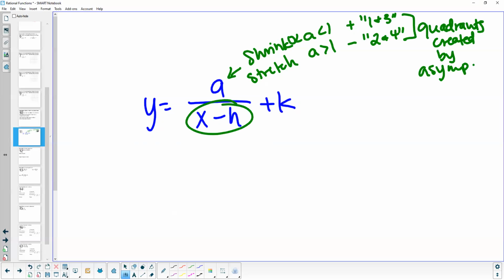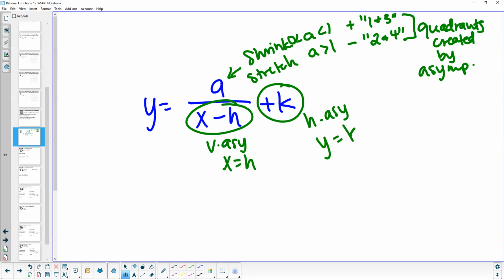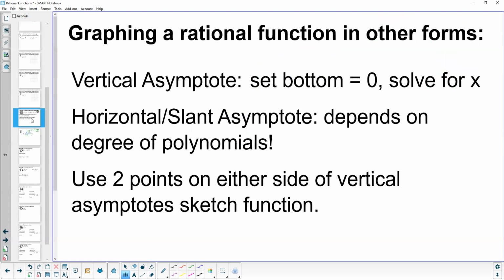Our x minus h here is going to be our vertical asymptote, where x is equal to h, and then our plus k is our horizontal asymptote, where y is equal to k. So we've kind of talked about that before. Now what we want to do is talk about how we can graph rational functions when they're in other forms.